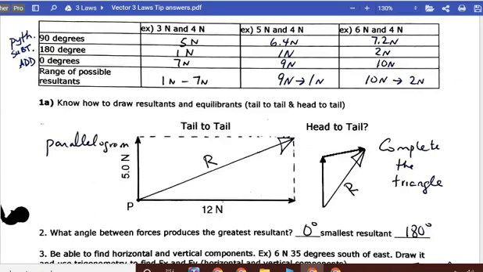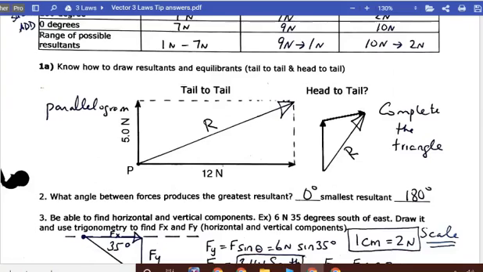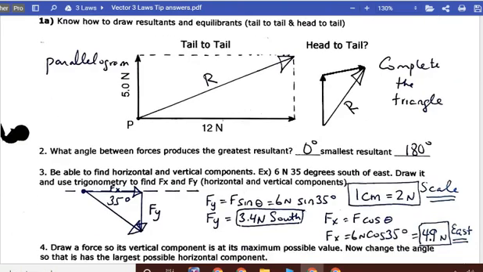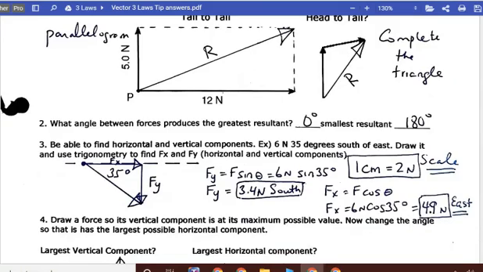That's how you do the first one. This one is head to tail, the second one. Arrow head to the tail of the other vector, and all you do is complete the triangle. So you'll have 2 examples: a tail to tail, just a parallelogram, and a head to tail. All right, so number 2, greatest result is 0. You know that already. We add them. And the smallest result is when the angle is 180, you subtract.